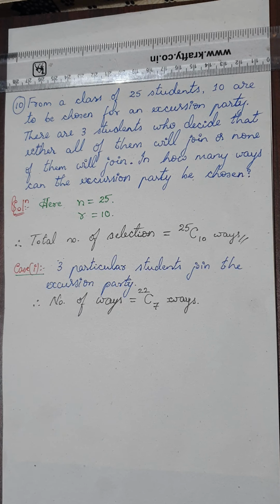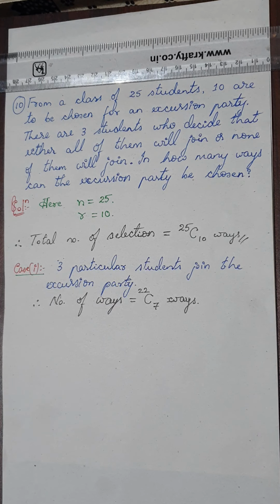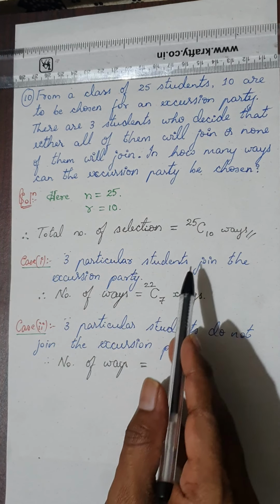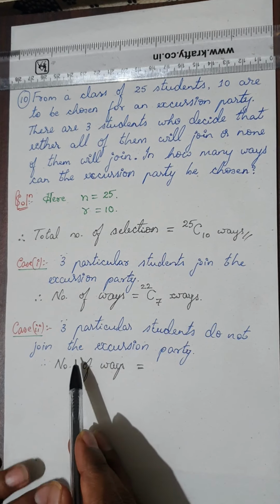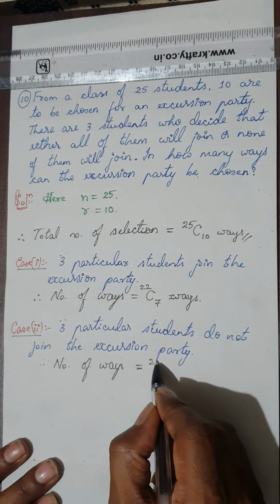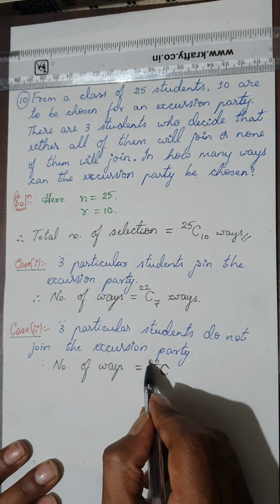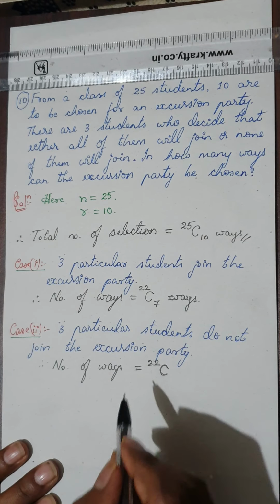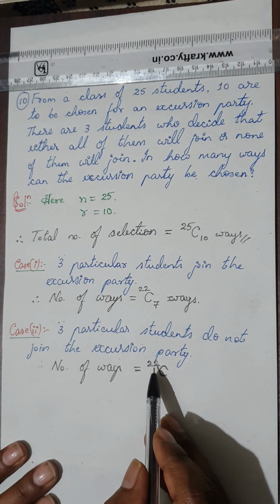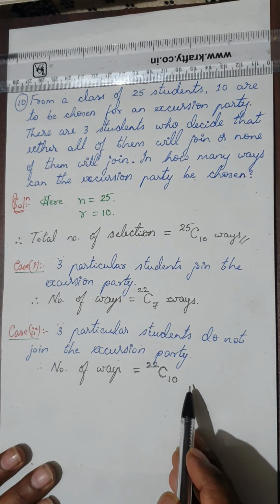Okay, let us take up the second case where these 3 students don't join. These 3 will not go to the party. What happens then? So look here, 3 particular students do not join. The first case was they join. The second case was they don't join. So if they don't join, then all the 10 has to be selected from these 22 itself. Understanding? If these 3 people do not go to the party, it means these 3 do not come into the selection. So we are left with 22 people. So out of the remaining 22 students, I have to select all the 10 because that particular 3 students are not joining.